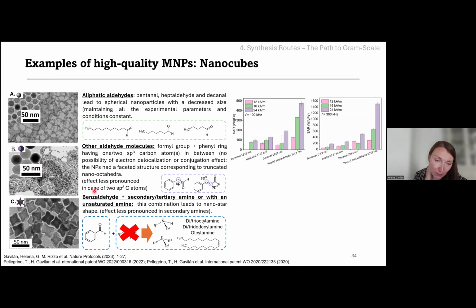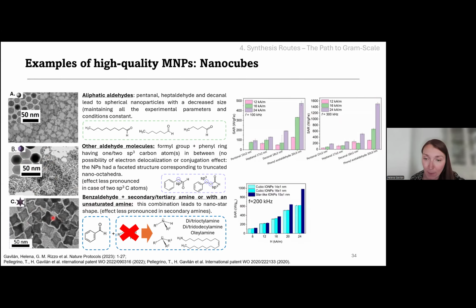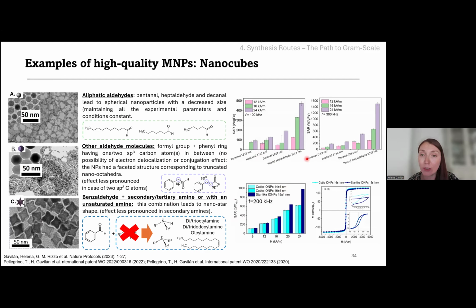And also, if you combine benzaldehyde and replace the fatty amine with a secondary or tertiary amine, okay, or with an unsaturated amine like oleylamine, frequently used in thermal decomposition, what you get is nanostars, okay? And these nanostars had a better performance in comparison with the nanocubes, okay? So this means that by employing an alcohol and an aldehyde, you can really tune the size and the shape of the particles, okay?